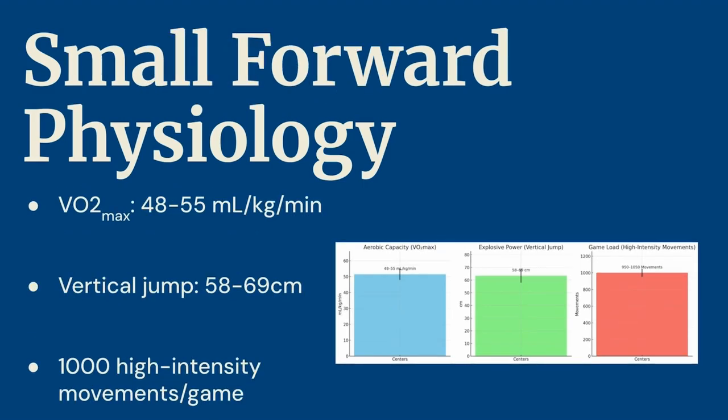Small forward physiology. Small forwards display a VO2 max of around 48 to 55 milliliters per kilogram per minute, a vertical jump between 58 and 69 centimeters, and 1,000 high-intensity movements per game.